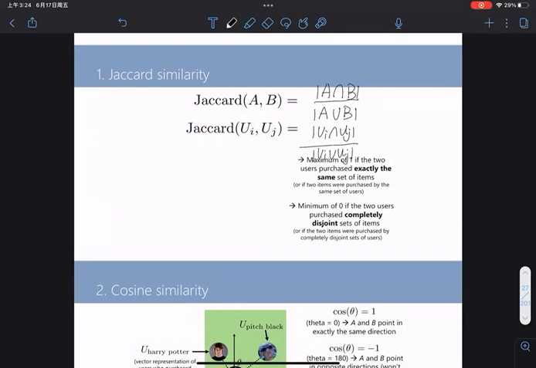We can also use a graph to express this idea. So the numerator will be the intersection of UI and UJ, and the denominator will be all of the elements in this graph. So the Jaccard similarity in one word will be how large is the intersection compared with the union.